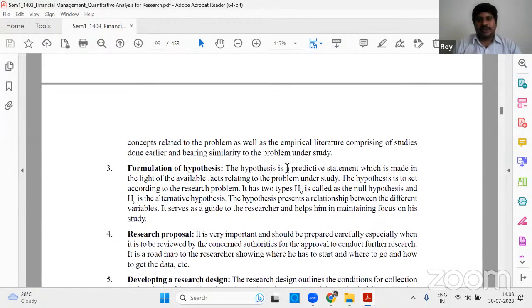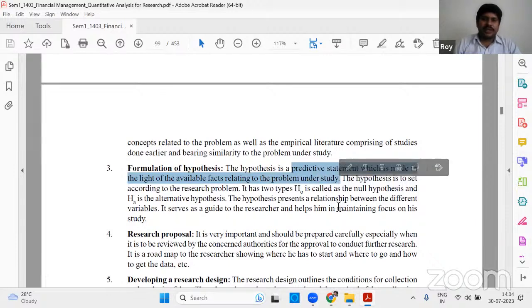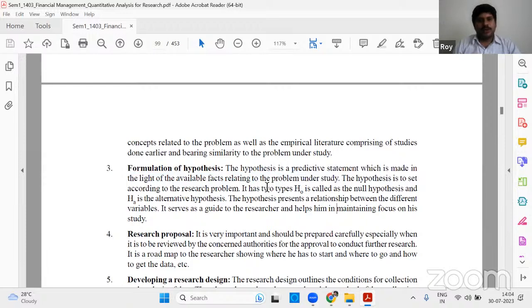Next, formulation of the hypothesis. A hypothesis is a predictive statement made in the light of the available facts related to the problem under study. What is the hypothesis? It is for a research problem. There are two hypotheses. H0 is called the null hypothesis, and HA is called the alternative hypothesis. It should present a relationship between different variables, right?